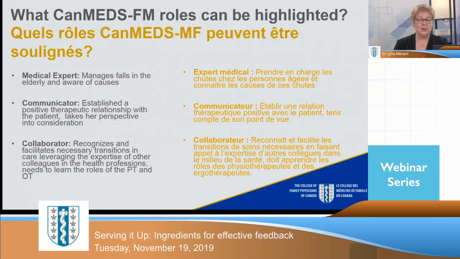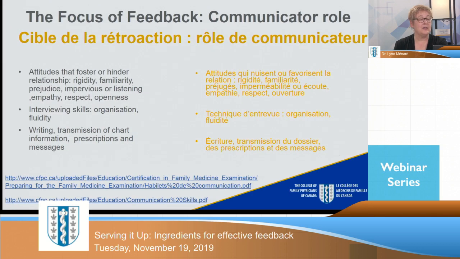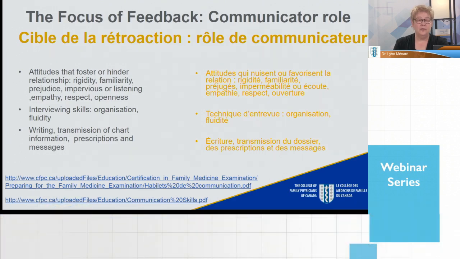Now, let's explore some of the possibilities for feedback that those two CanMEDS-FM roles offer. So we're going outside of the vignette. If you choose to focus your observation and feedback on the communicator role, look for attitudes in your learner that could foster or hinder the relationship with the patient or the patient's family and caregivers.